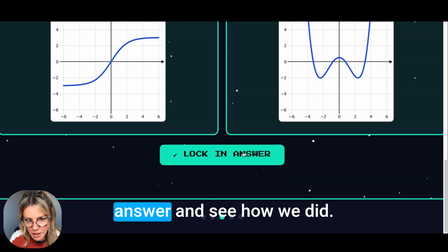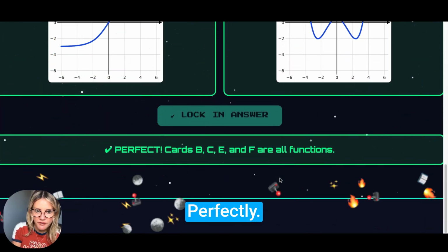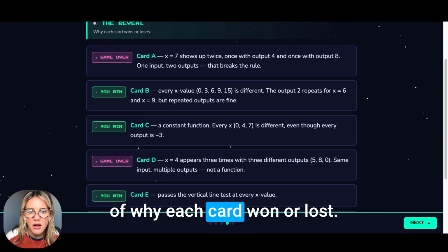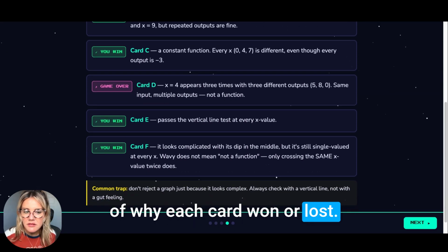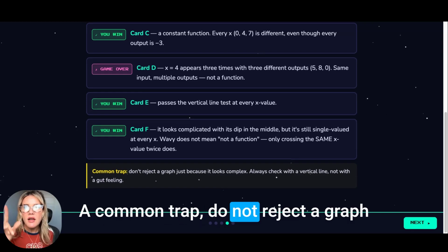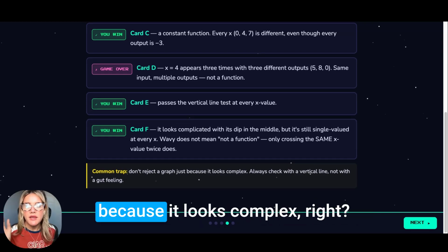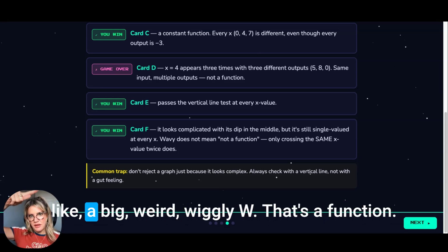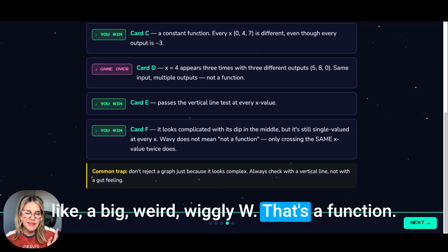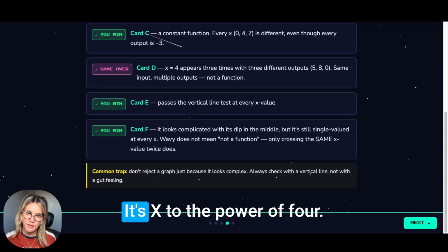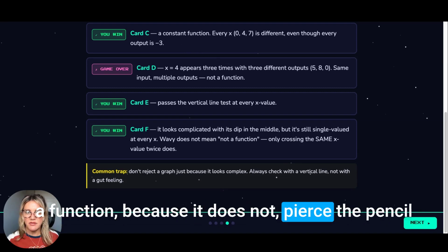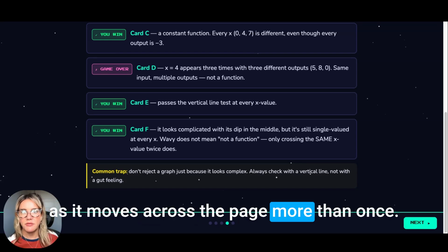Anyway, so let's lock in our answer and see how we did. Perfectly. Here is just a quick breakdown of why each card won or lost. A common trap: do not reject a graph because it looks complex, right? Don't say that quartic function, that big weird wiggly W, isn't a function. It looks weird, but it's x to the power of 4. We don't know about quartic functions yet, but it is a function because it does not pierce the pencil as it moves across the page more than once.